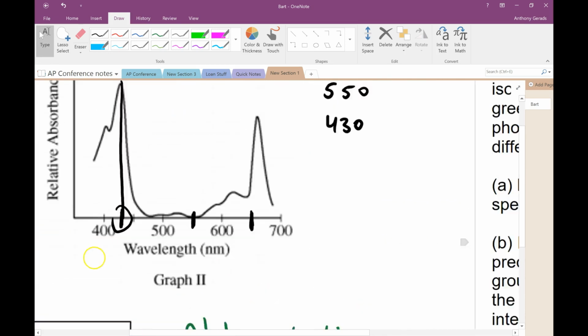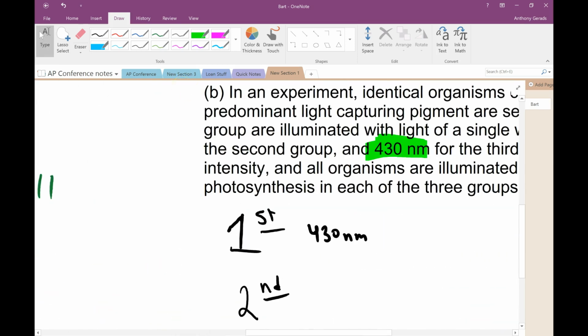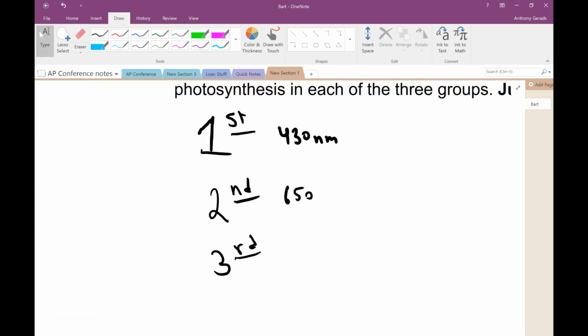Our second highest one, which one do you think it would be? 650 or 550? It'd be 650, because right there, it hits right here on the graph. So second would be 650, because there's still a higher absorption level than the other one. And then our third and final one is going to be 550 nanometers. Because almost everything's reflected at that wavelength, so it's not really going to absorb anything.